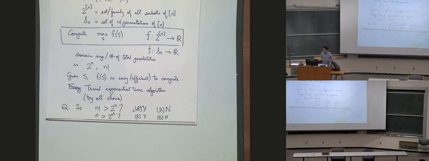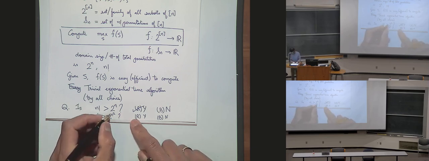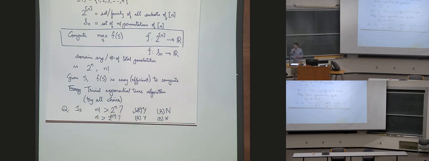Yeah? Because you can move the 2 down above the n to make it 2 to the 2n. No. It's 2 to the n squared, right? Oh, okay. 2 to the n squared. Does that change your decision? Yeah, sorry. It's 2 to the n squared. Just answer the question. I think it's no. Why?